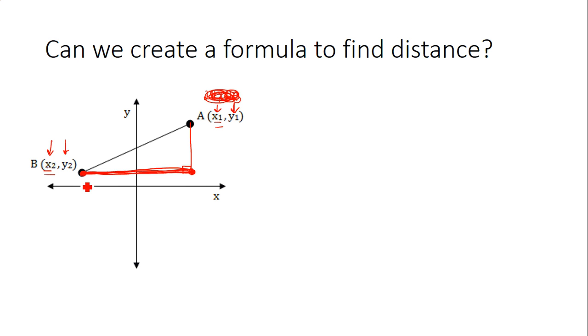This represents the x coordinate from the second point. So we would go ahead and just subtract those. So we might take x2 minus x1 to figure out how far this length is.